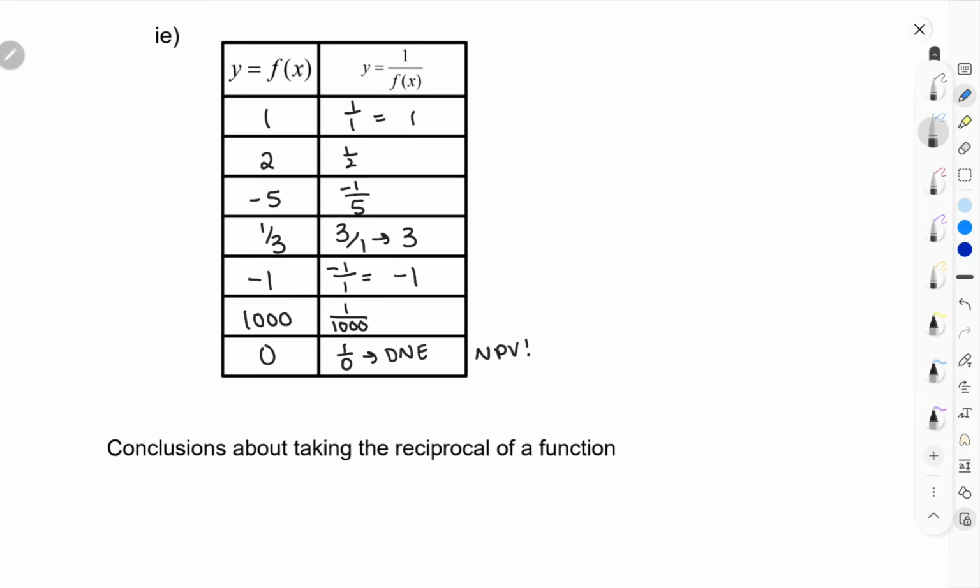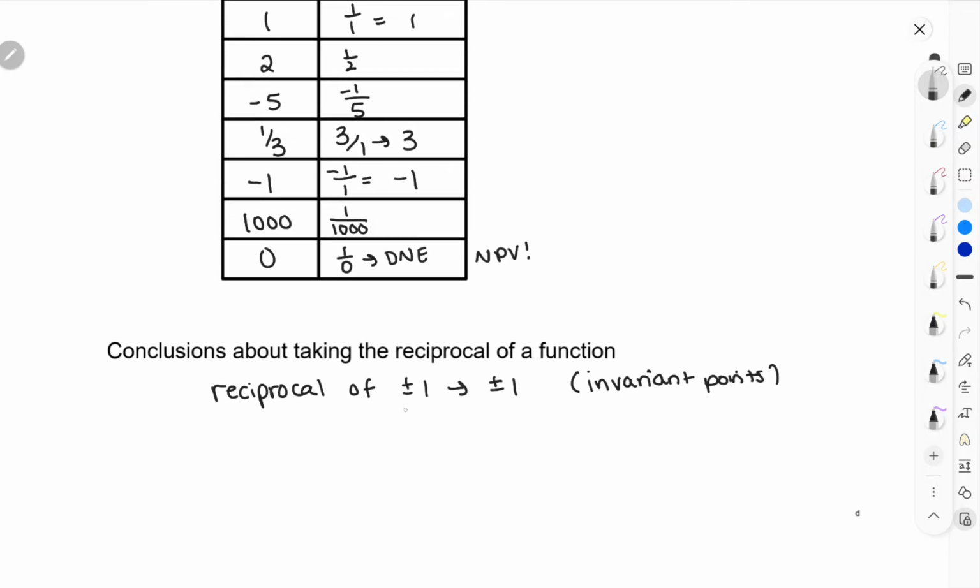So here are some things that we can come to the conclusion of when I take the reciprocal of a function. The reciprocal of positive and -1 is still positive and -1. These are what we call invariant points. Because even when I change the function from f of x to 1 over f of x, if the coordinate doesn't change, it doesn't vary, I call that an invariant point. So that happens when y is plus or minus 1.